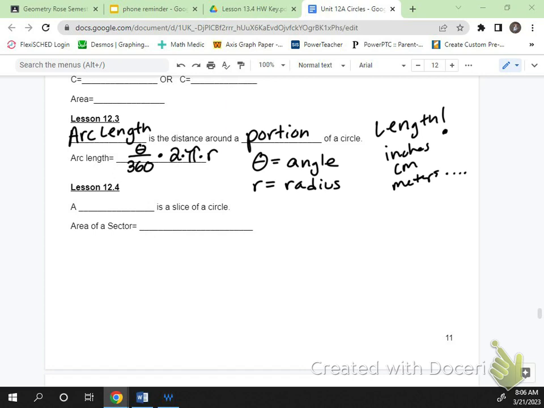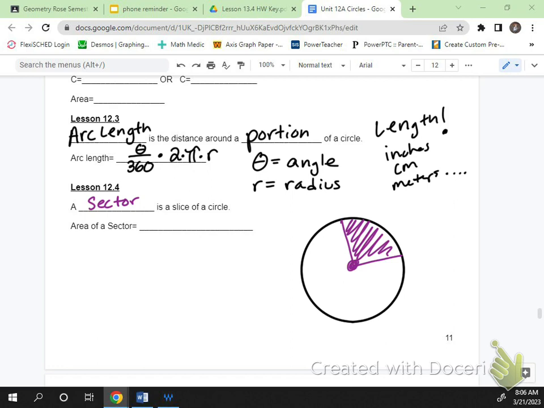How about the next one? A blank is a slice of the circle. Sector. A sector is the slice of a circle. This is the lesson we did yesterday. We were finding the area of portions of the circle. We had to know our angle. We had to know our radius. So again, we had to know theta, our angle. We had to know r, our radius.